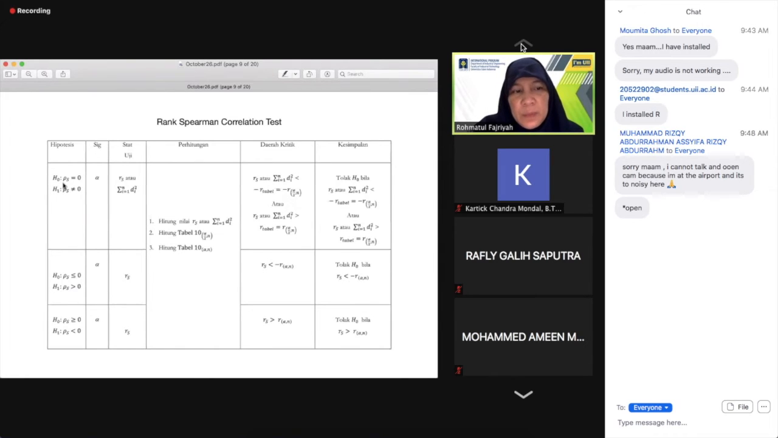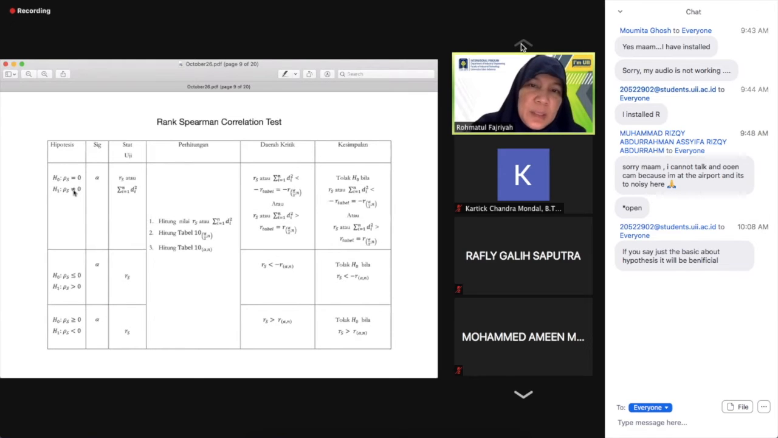The difference between these two kinds is that for the null hypothesis, it has to be equal, and for the alternative hypothesis, or hypothesis one, it has to be unequal. This one is one-sided hypothesis testing. This is the right-sided hypothesis testing, and this one is the left-sided hypothesis testing.